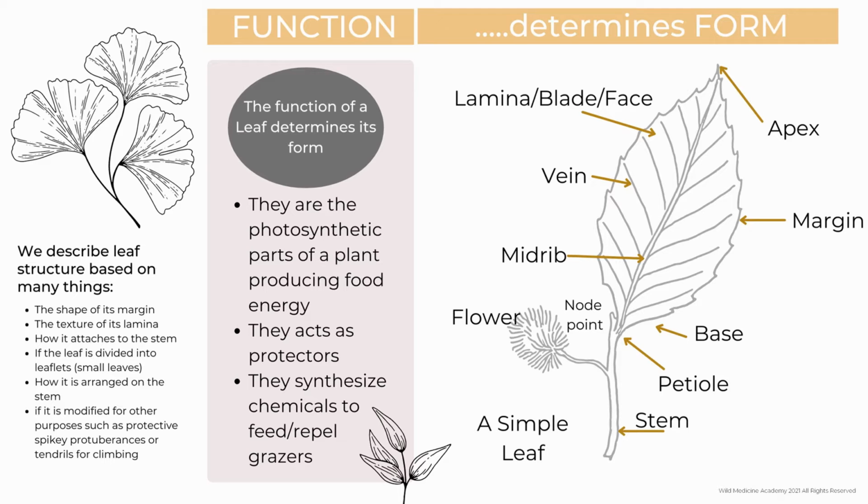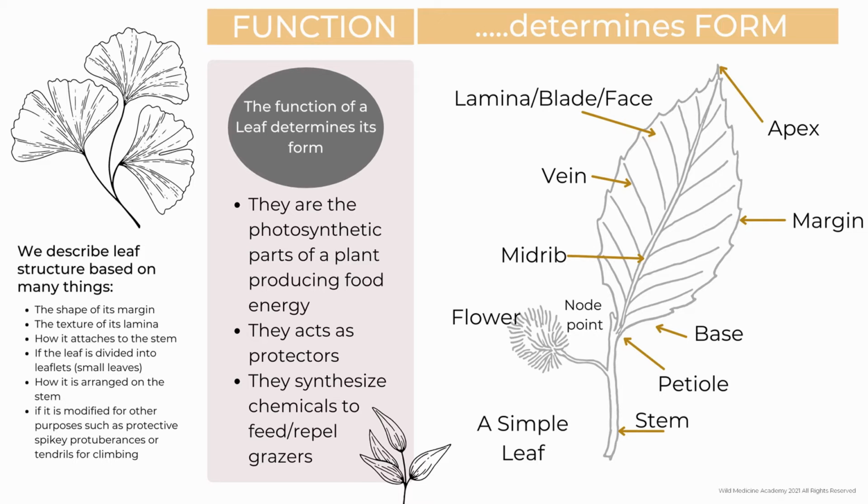Leaves also act as protectors, and they synthesize chemicals to feed, nourish, or repel grazing animals and insects. Because of this role in photosynthesis, the leaf shape, size, and the growth style will depend on how it can interact with light energy. Let's have a look at this image here on the right.